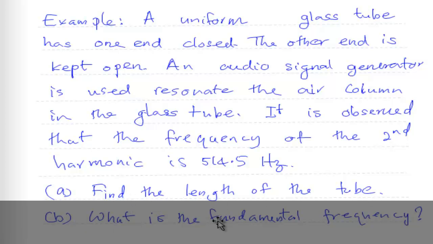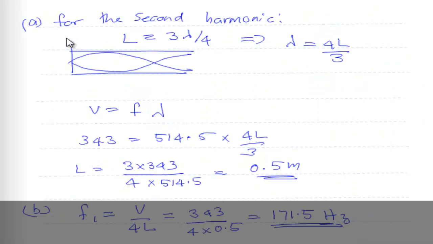Question B, what is the fundamental frequency? So the second harmonic is given. This is the diagram for the second harmonic of a tube when one end is closed and the other end is open. We have 1/2 plus 1/4, so 3 lambda over 4 wavelengths, and that's the length of the tube. So length is 3 lambda over 4, so lambda equals 4L over 3. But lambda is not given in the question. So we need to find lambda using some other way.